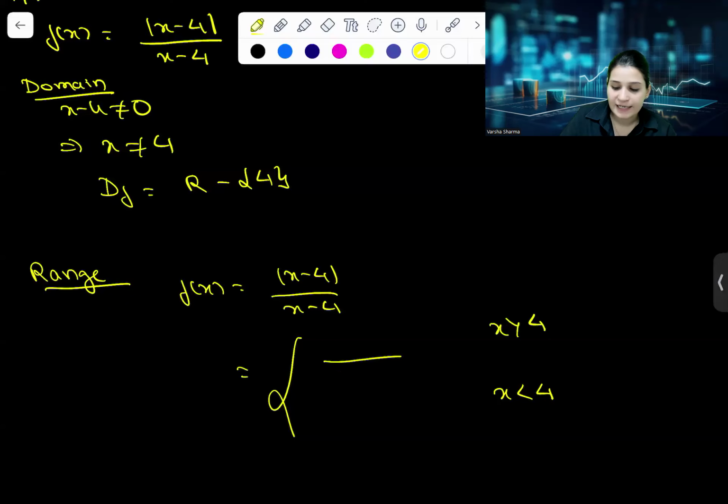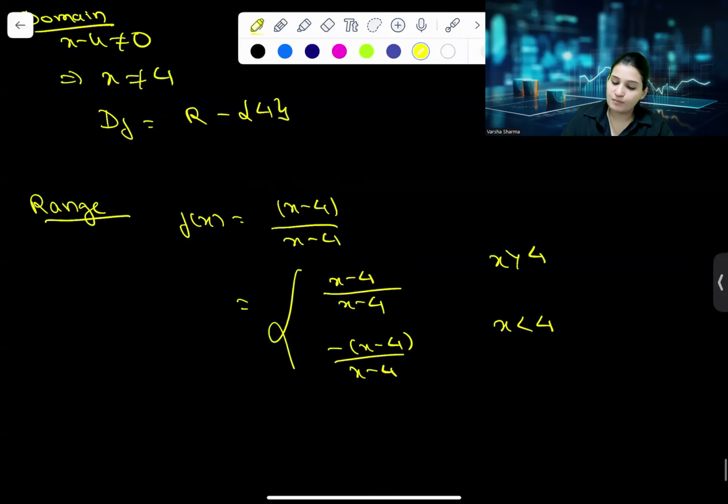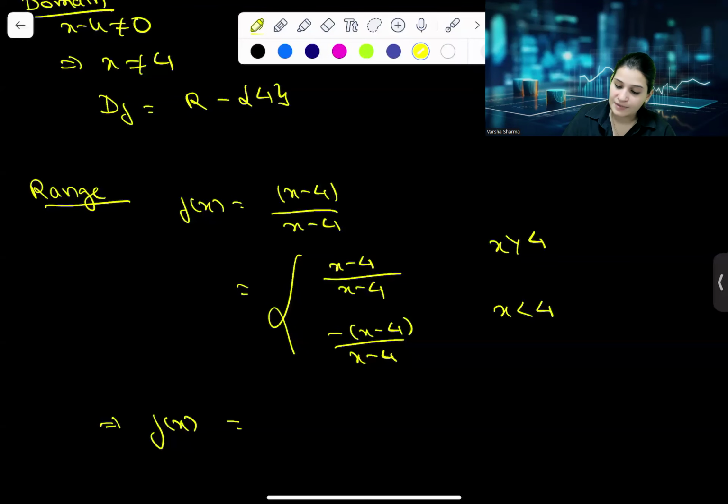In my denominator, can I substitute anything? No, because it's a normal expression, it won't change. But the mod part changes. If x is more than 4, then mod x minus 4 can be written as x minus 4. And if x is smaller than 4, then mod x minus 4 can be written as minus of x minus 4. So my function becomes 1 if x is more than 4, and if x is smaller than 4, it will give you the answer minus 1.